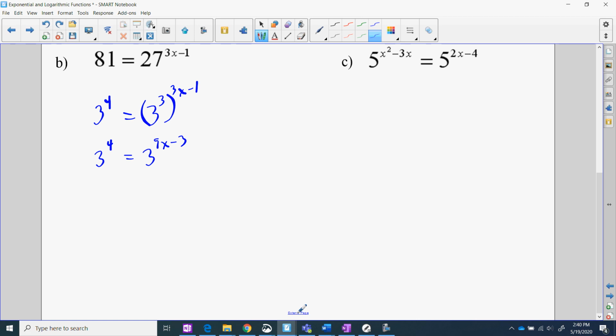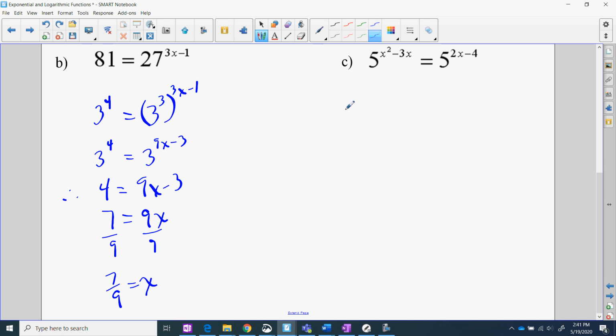Now, I have what we always are trying to get, 3 to an exponent equals 3 to an exponent. Therefore, the exponent on the left has to be the same as the exponent on the right. Let's bring the 3 this way. So 7 is equal to 9x. Divide by 9, divide by 9. 7 over 9 would have to be your solution to that one.